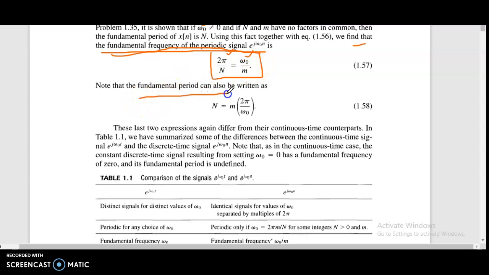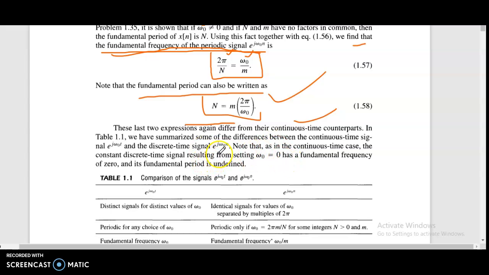The fundamental period can also be written as N = m(2π/ω₀). These last two expressions again differ from their continuous-time counterparts. In table 1.1, we have summarized some of the differences between the continuous-time signal e^(jω₀t) and the discrete-time signal e^(jω₀n).